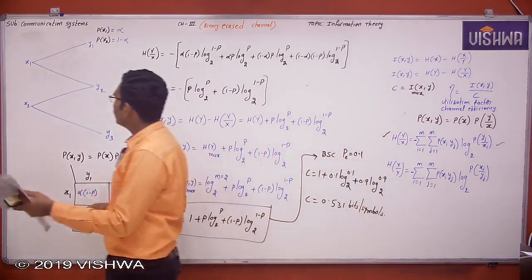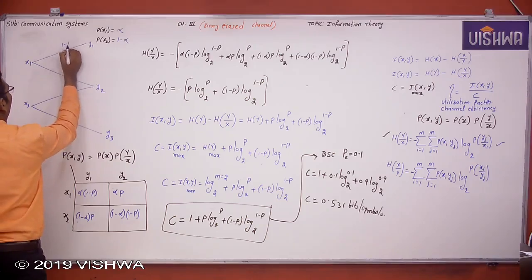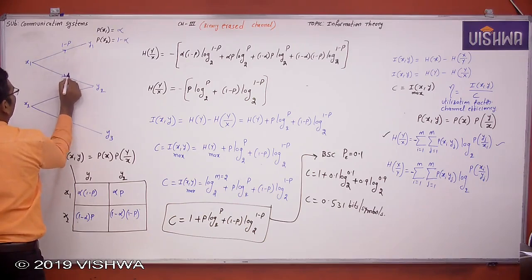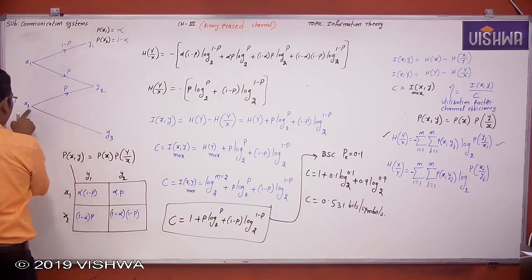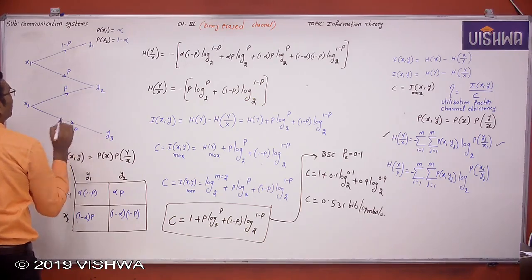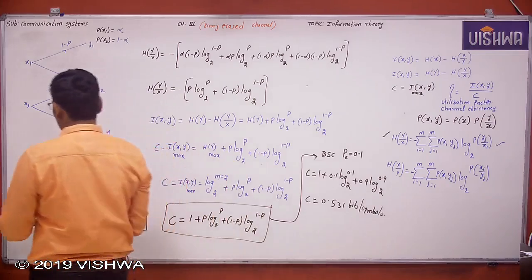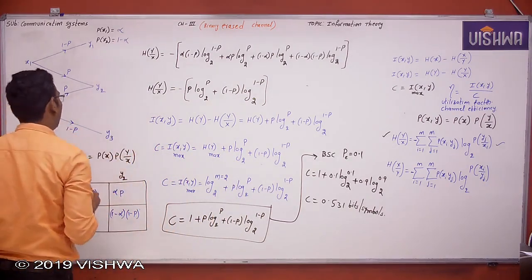Okay, so when x1 is transmitted, y1 is received with a probability of 1 minus p. When x1 is transmitted, y2 is received with a probability of p. When x2 is transmitted, y2 is received with a probability of p. When x2 is transmitted, y3 is received with a probability of 1 minus p. Now this is the channel diagram. Now let us assume P of x1 is alpha, P of x2 is 1 minus alpha.